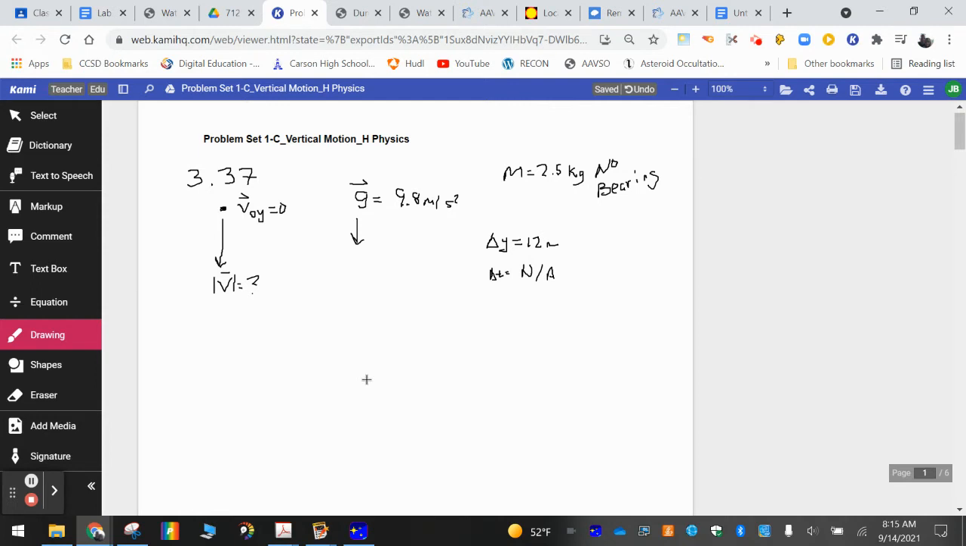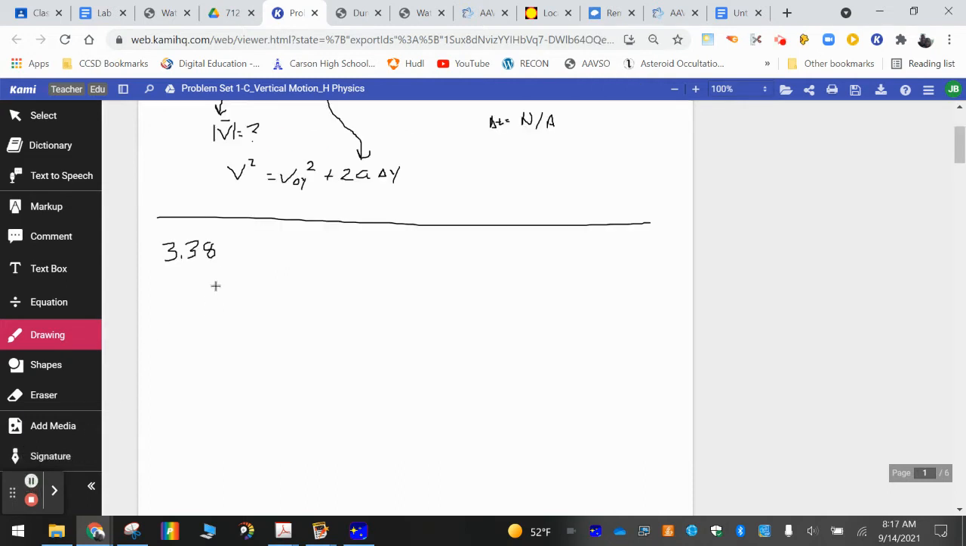So look at equation number 5 on our sheet. It's going to be v squared equals v0y squared plus 2a delta y. In this case, acceleration is g. Give that a shot and see where we're at.